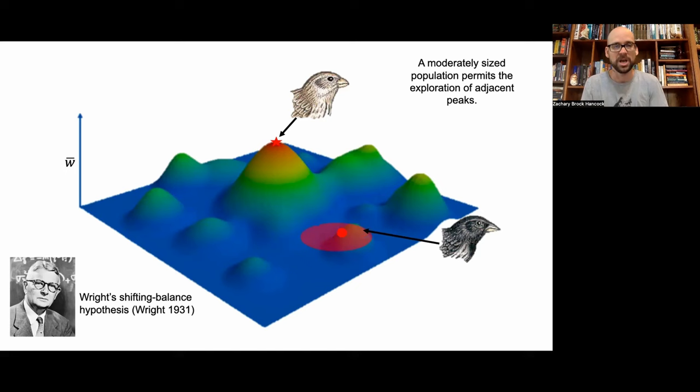But his basic idea was that the actual populations that are the best at exploring the sort of fitness landscape are not the very big ones where selection is very efficient, or the very small ones, but sort of the Goldilocks zone populations that are in the middle. Right? So they produce enough genetic variation to be able to explore subsequent peaks, but they're not so large that selection is overbearingly strong and prevents them from ever exploring any neighboring peaks.